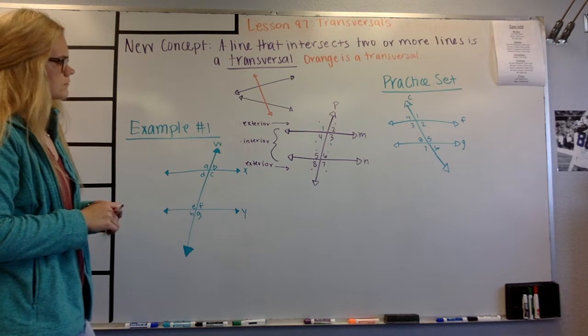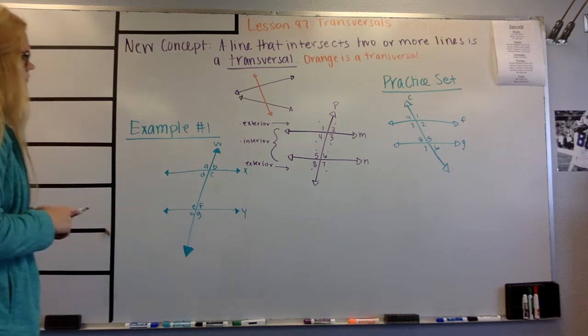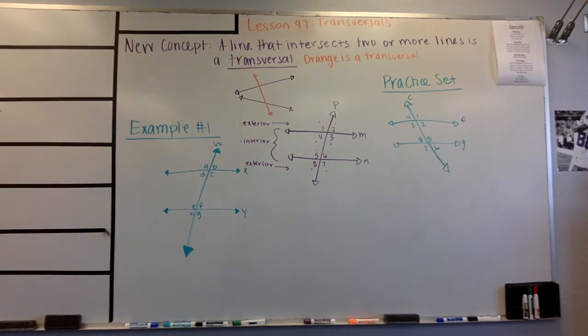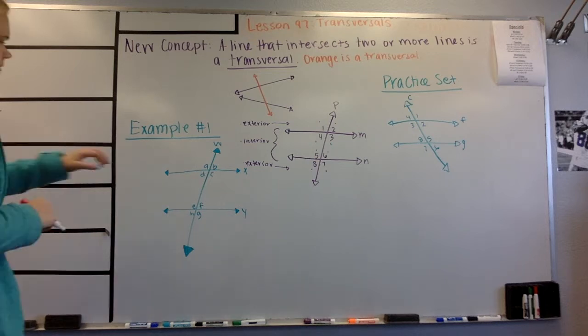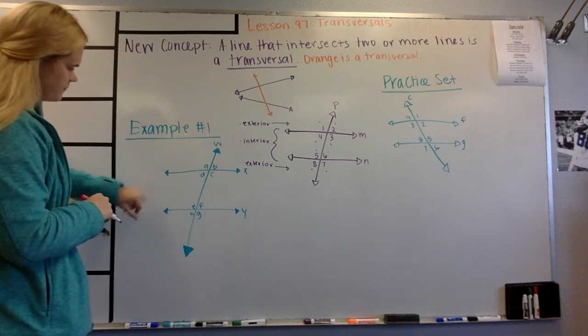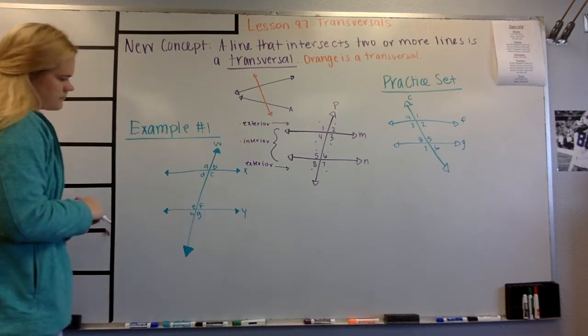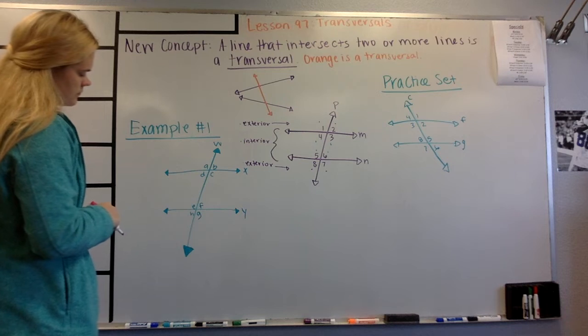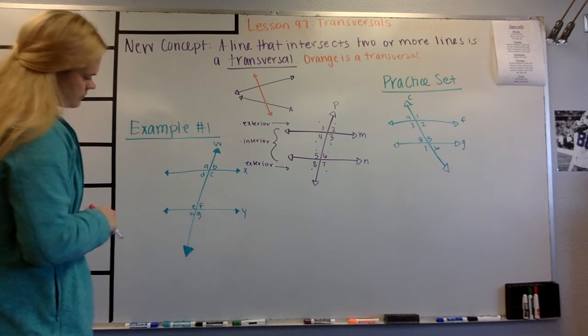But first of all, let's go over and look at example number 1. This is again just working with transversal lines. Transversal W intersects parallel lines X and Y. Pretty easy on those, W, X, and Y. The first thing it says, name the pairs of corresponding angles.